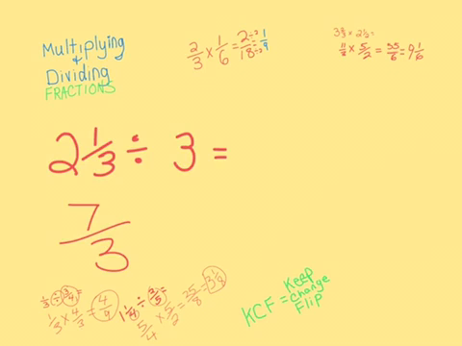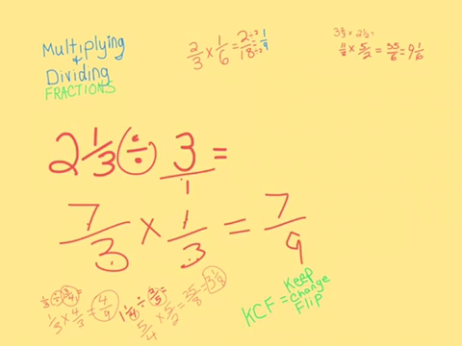So keep this fraction. We're going to change this to multiplication because we're dividing fractions. And then we're going to flip this, but it's a whole number, and we know the whole number is really 3/1 because we can turn any whole number into a fraction by putting it over 1. So now we flip 3/1 to 1/3. Now we're going to just multiply straight across. 7 times 1 is 7, 3 times 3 is 9, and that is our answer, 7/9. We cannot reduce that any further.